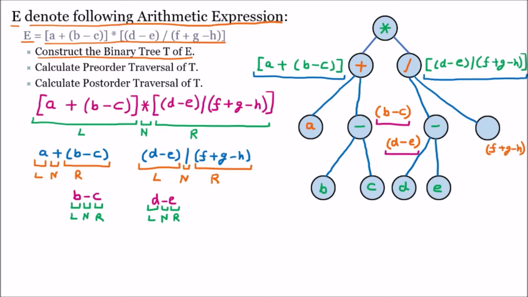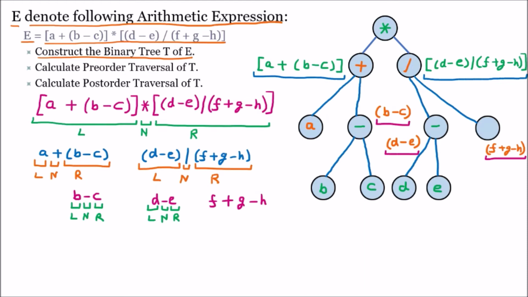Now we are left with the right subtree. Talking about the right subtree, which is f plus g minus h, that is what we are going to solve here. So we write into the bracket f plus g minus h. Here brackets are not required. Now we have to divide this into three parts. It is very confusing now, because there are elements which are not in brackets. Now where to give the priority?